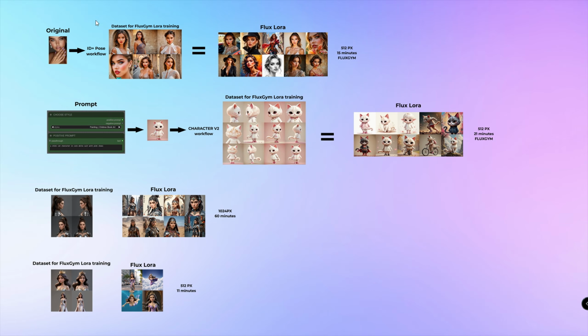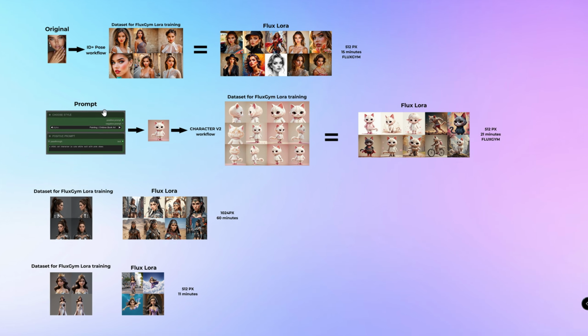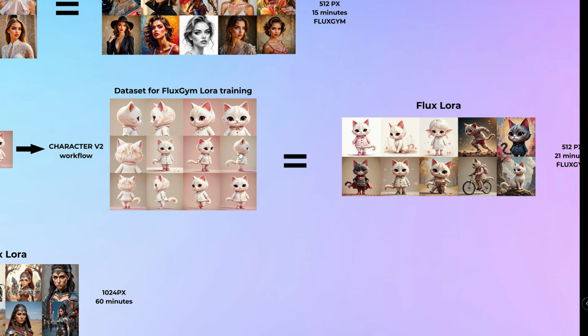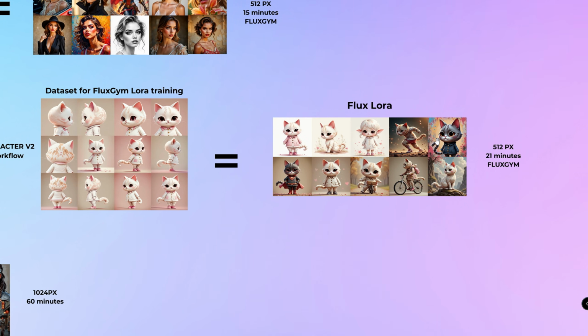We made the LoRa training with a human face, but now I will show you how to train it with non-human objects. We will generate an object from a prompt, create a 360-degree pose sheet from it, and then place it into the FluxGym LoRa trainer for training.